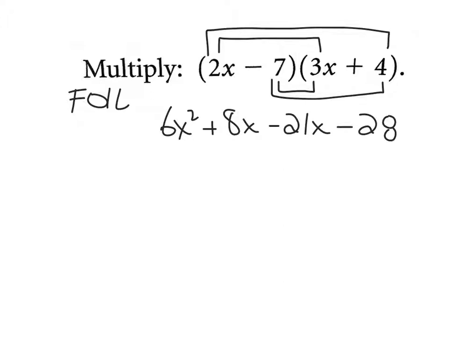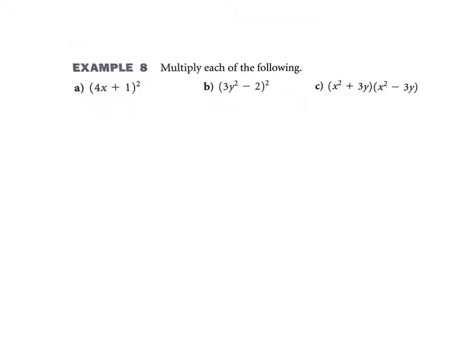If you notice, what FOIL does for you is put your like terms in the middle, which makes it easy to add them together. So I'm just going to bring down 6x squared, 8x minus 21 is negative 13x, and then minus 28. FOIL method. Hopefully that's a review for you. All right, one more slide. Squaring.